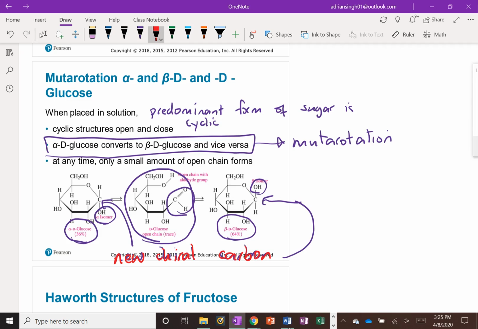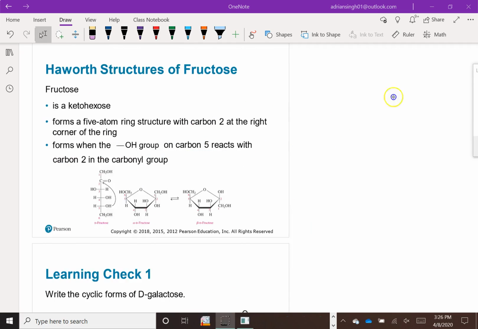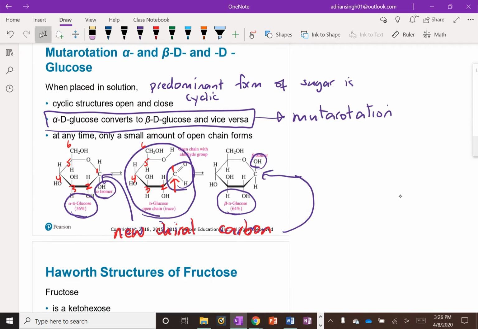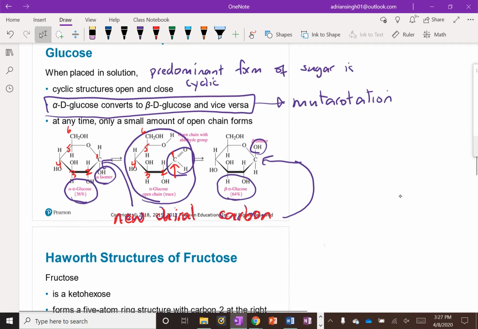Before, that carbon was actually part of an aldehyde group, had a C double bond O. So this is carbon 1, 2, 3, 4, 5, and 6. So that can happen when you have an aldehyde group as part of the sugar, an aldohexose in this case.